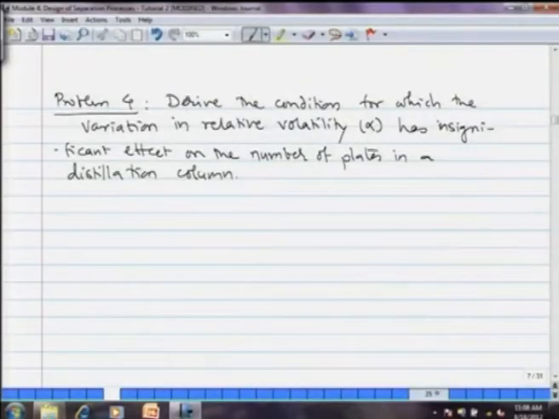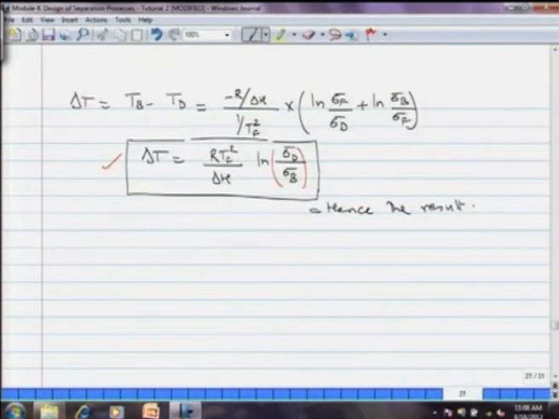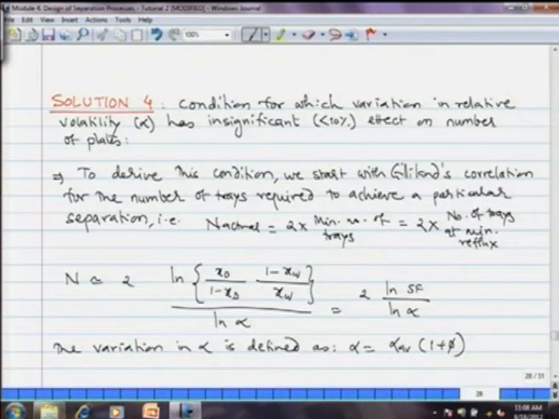But in many cases, the relative volatility changes with temperature, and we have to find out conditions under which such a variation does not make much effect on the number of plates that we estimate using the McCabe-Thiele method or the FUG method. So we start our solution: condition for which variation in relative volatility is insignificant. The word insignificant we quantify as less than 10% effect on the number of plates of a distillation column. To derive this condition, we start with the Gilliland correlation for the number of trays required to achieve a particular separation.